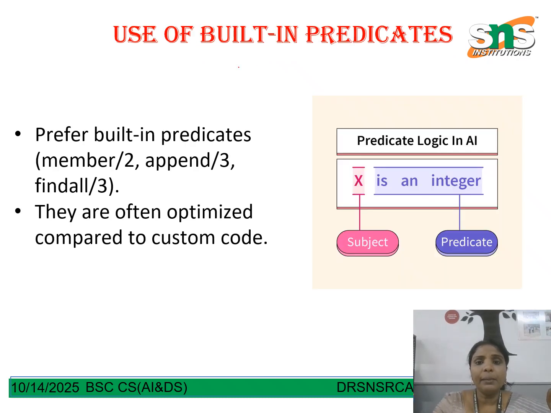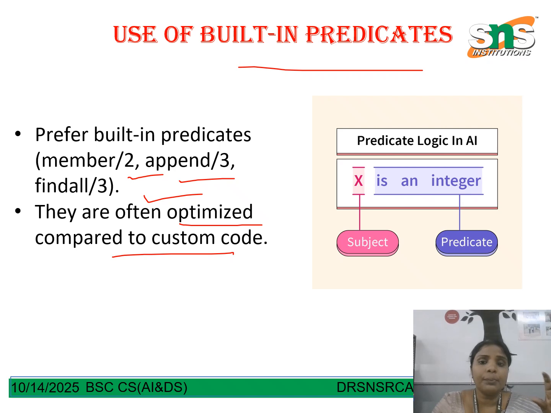Next one is the built-in predicates. Here we prefer the built-in predicates, such as member/2, append/3, findall. They are optimized compared to custom code. Already we have seen in the last class what is predicate logic, what are the subjects, and what are the predicates we are using, and what are the methods we are using in predicates.